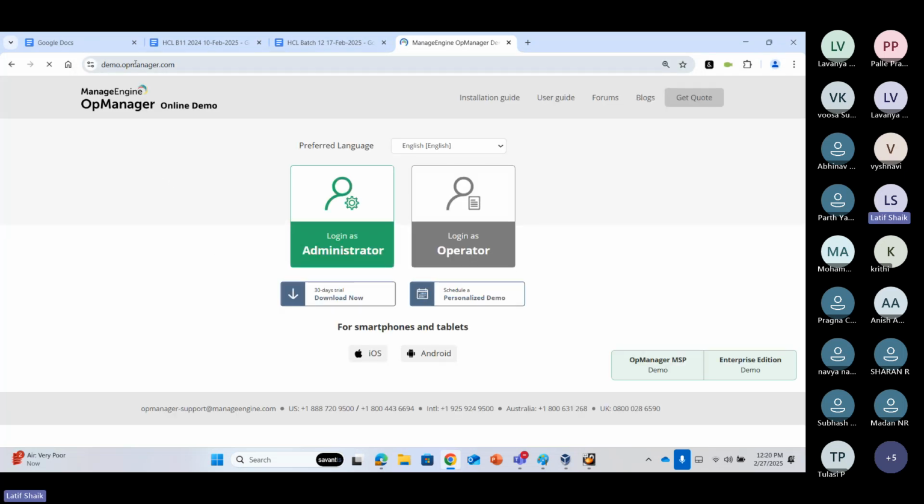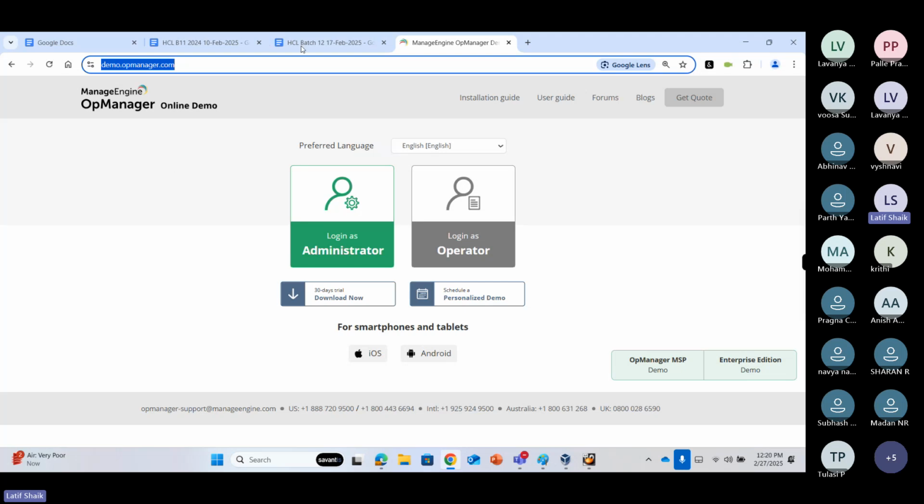This is OpManager. OpManager, Nagios, Zenoss, SolarWinds Orion, PRTG: different monitoring tools are there. Some are network performance monitoring, some are application performance monitoring, some are only infrastructure based monitoring, some are mixed monitoring tools. Right now I can't show them one by one, but the simplest one is demo.opmanager.